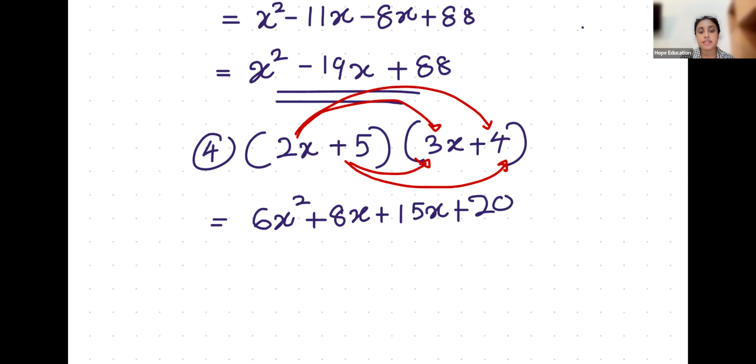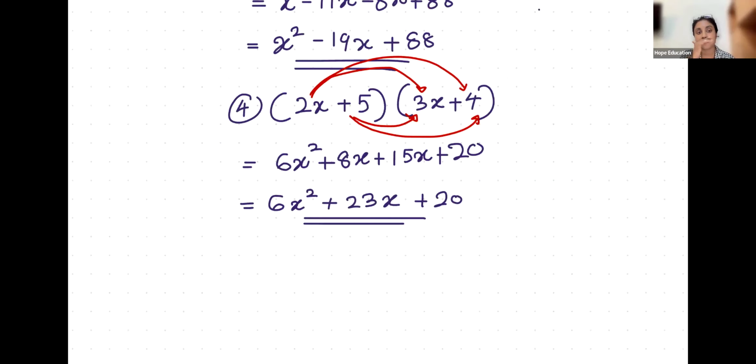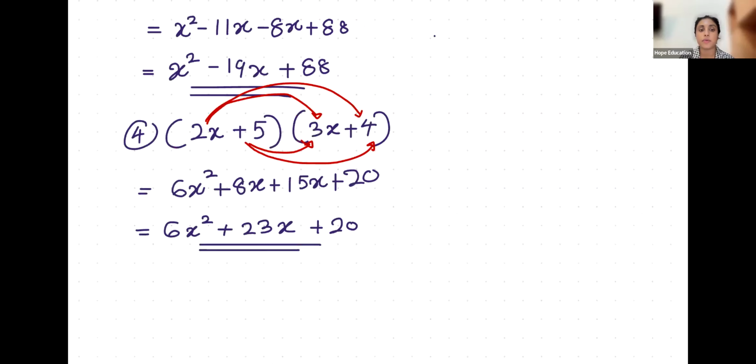So we have 6x squared plus 8x plus 15x would be plus 23x. You have to add 15 and 8. So it's 6x squared plus 23x plus 20. Did you all get this? Is this clear? Give me a thumbs up. Same thing. Okay. Let's try another one like this. This is the fourth question.